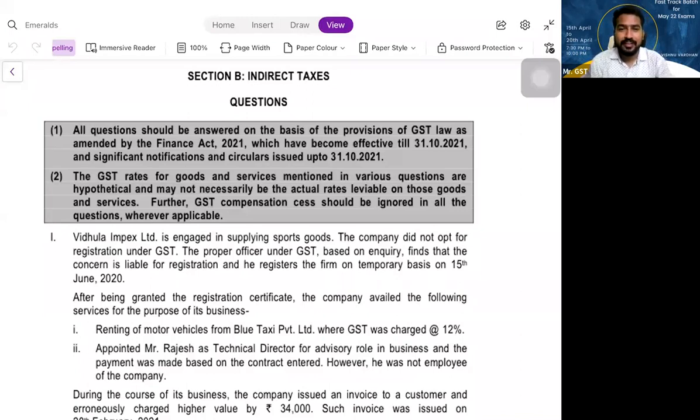We are here today for discussing RTP of May 2022. Are we ready? So shall we start the discussion? Shall we start solving the problems, RTP problems? Right? So fine, hope you are able to see the screen, I guess.